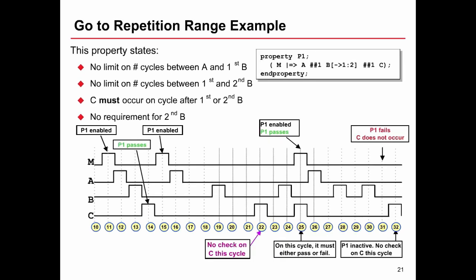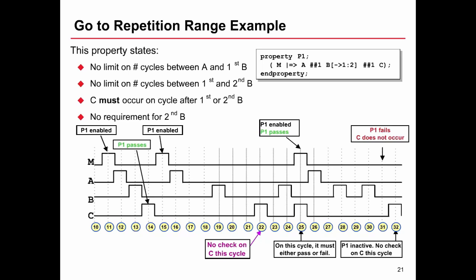Now we have an example of go-to repetition which uses a property which is identical, except for this time we're using the go-to repetition operator instead of the non-consecutive repetition operator. This is to highlight the difference between the two so we understand what that is. Again, the property has similar kind of characteristics as the previous one. There is no limit on the number of cycles between A and the first B. There is no limit on the number of cycles between the first and second B. That's if the second B actually does occur. It needn't occur. One repetition is enough.